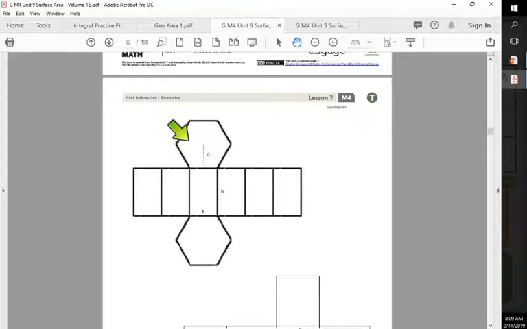This is called a hexagonal prism. The bases are the hexagons, so this guy and this guy. When you fold this up, one of these will be your top, one of these will be your bottom. Those are the bases, okay? And then the area of whatever this is, those would be your lateral area. Surface area would be the lateral area plus the area of the bases.